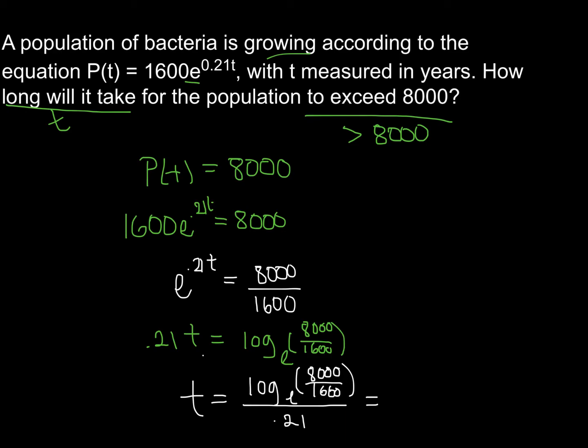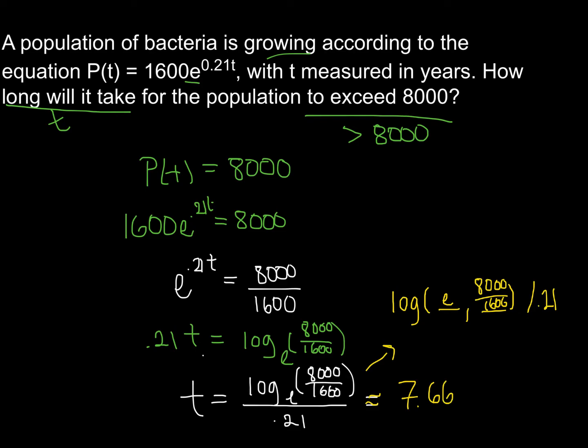All right, so in Wolfram Alpha, you can enter this by using the command, just using log, and then in parentheses, you're going to put in 2 arguments. So you're going to put in the base followed by the argument, right? So my base would be e, and the argument is 8,000 over 1,600. And in Wolfram Alpha, I can also say that I want to divide by 0.21. And what I'll get is that this is equivalent to approximately 7.66.